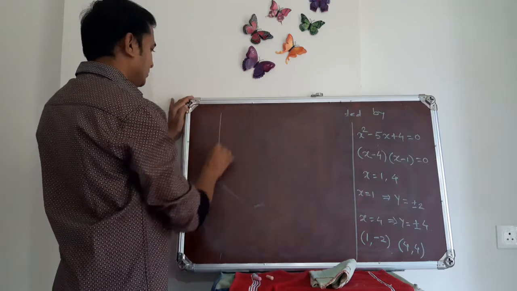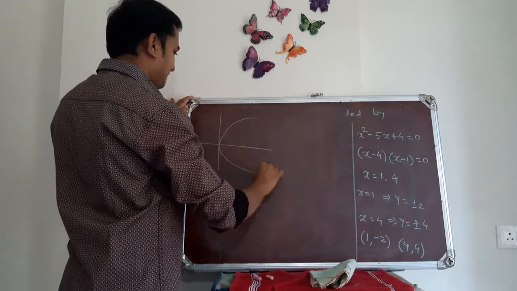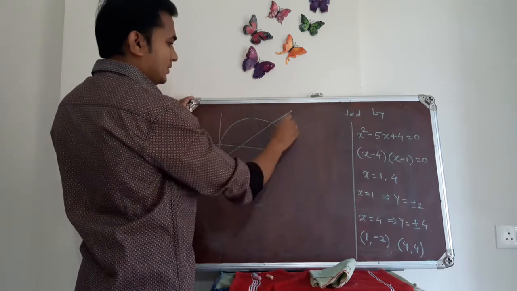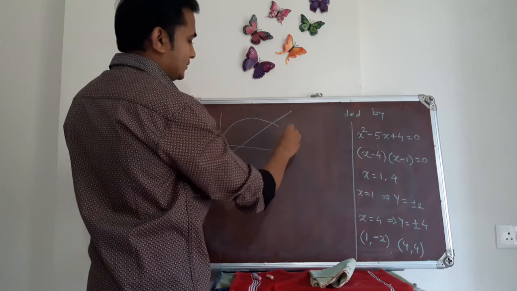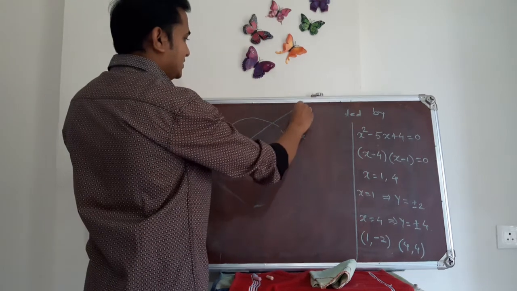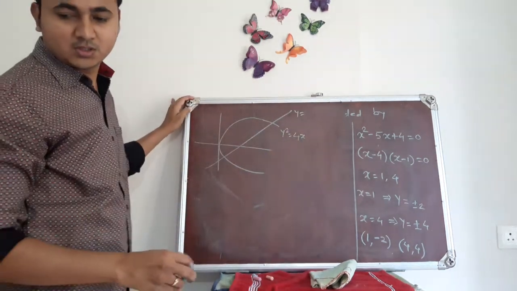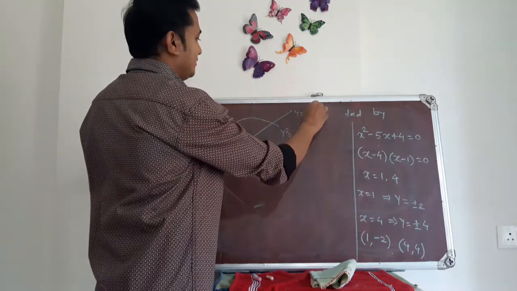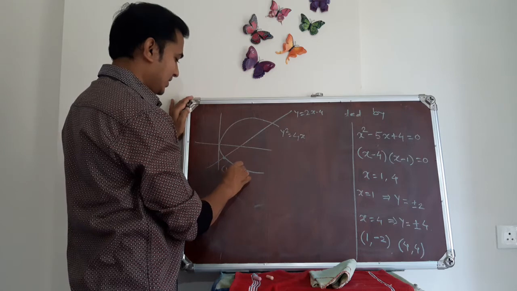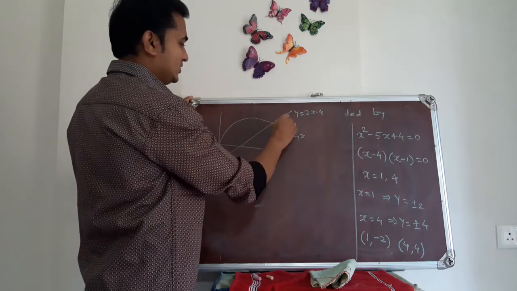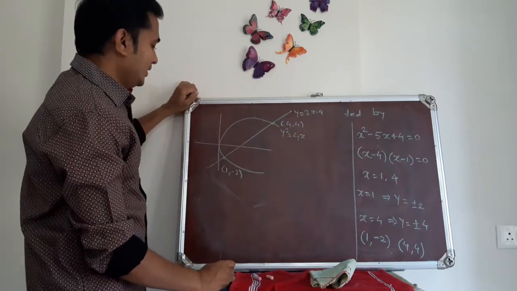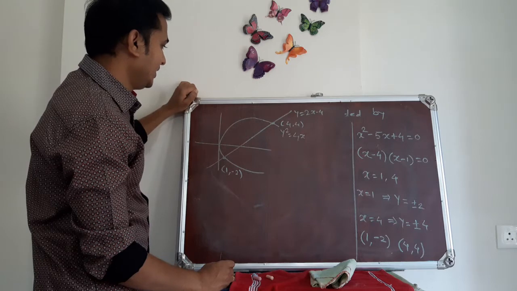This is how that diagram looks like. So this is y square equal to 4x. This is y is equal to 2x minus 4. And these points are 1 comma minus 2, and this is 4 comma 4. Okay.